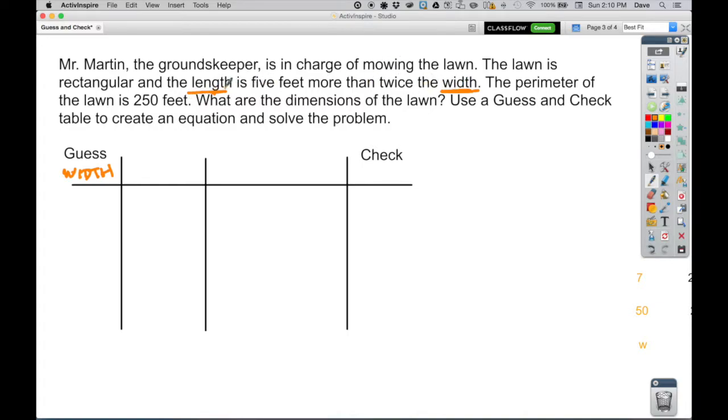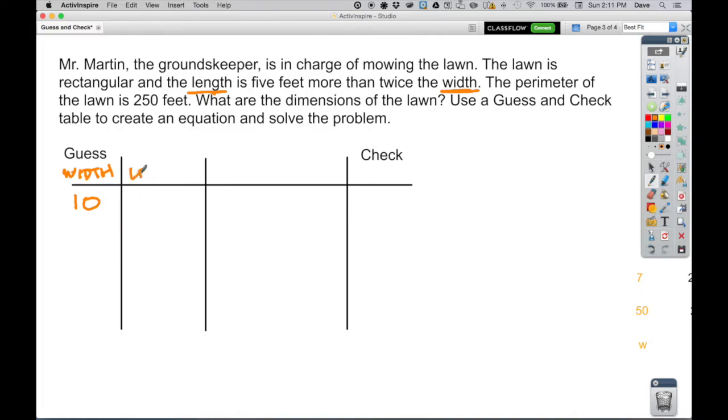I get the length. If I were to make the length the guess, I can do that. But it just makes life a little more difficult, because then I've got to take the length, subtract away this 5 feet, and then divide that answer by 2 to get back to the width. So I'm not saying you can't do length, but sometimes if you look ahead a little bit, it's easier to do one versus the other. All right, anyways, let's guess our width. 10's been working fine. I'm gonna go for 10 feet.